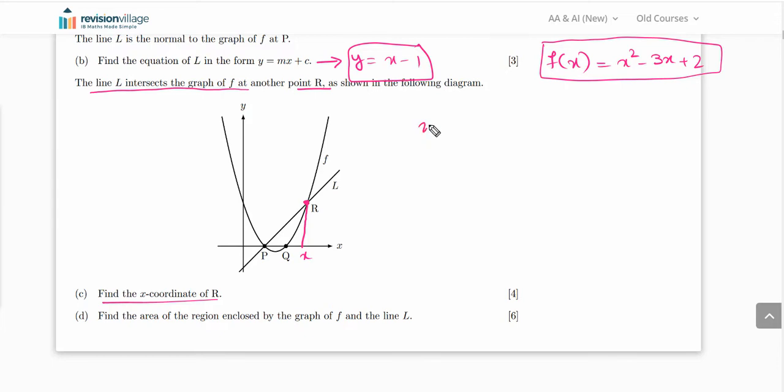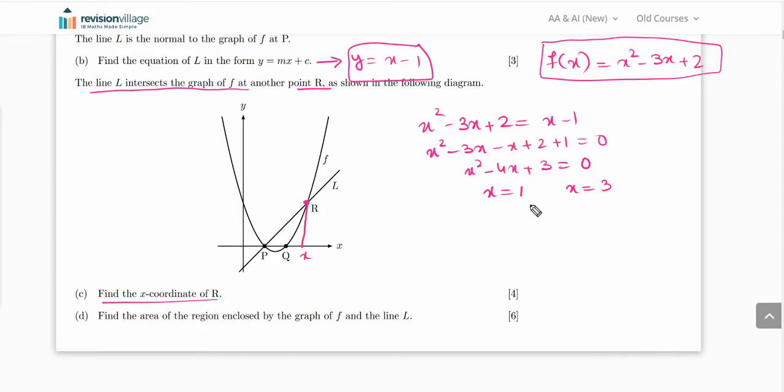So x squared minus 3x plus 2 equals x minus 1. So it will become x squared minus 3x minus x plus 2 plus 1 equals 0. So x squared minus 4x plus 3 equals 0. I'll factorize it, so one value of x is equal to 1, and the other value of x will be equal to 3. As we know that the x coordinate of P is 1, so x equals 1 will be here, and x equals 3 will be here. So the x coordinate of R will be equal to 3.